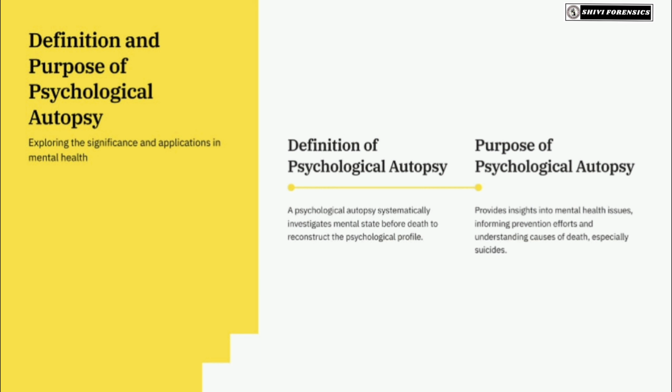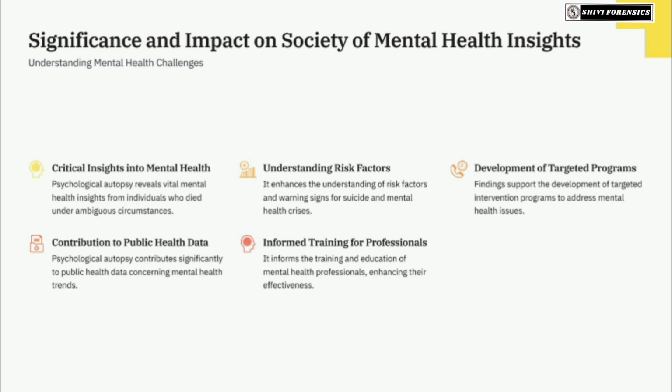So now let's understand the significance and the impact on society of mental health insights. The critical insight into mental health is that the psychological autopsy reveals vital mental health information once an individual has died in ambiguous circumstances. Ambiguous here indicates a sudden situation.